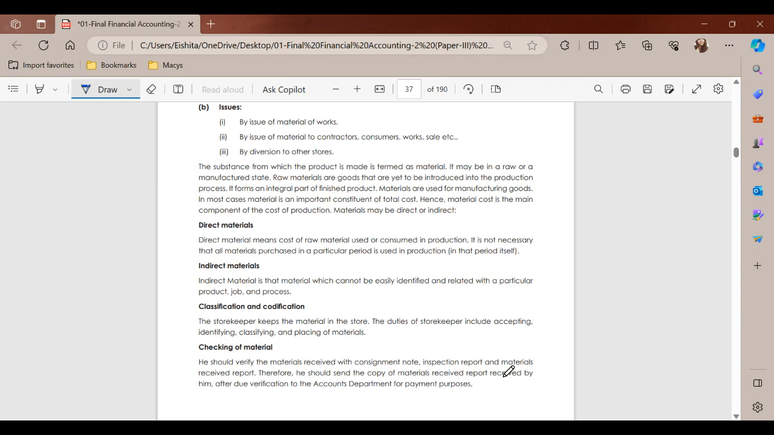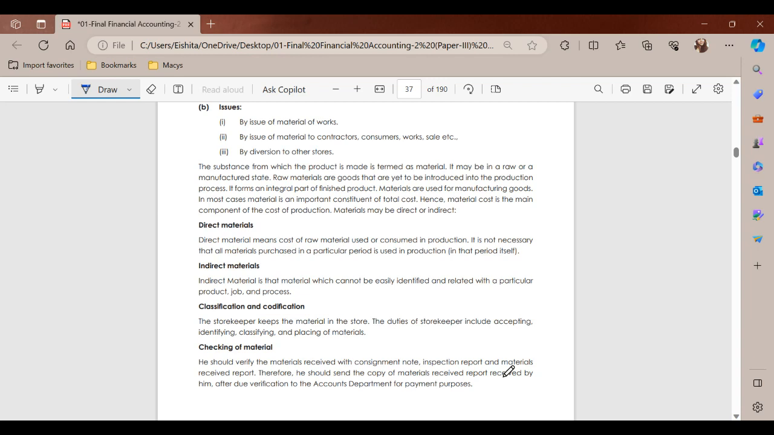Now we will go to the checking of material. He should verify the material received with the consignment note, inspection report, and material received report. So what will the store do? Store will check the material and sign whether this is the material I have received or this is the material I have not received.